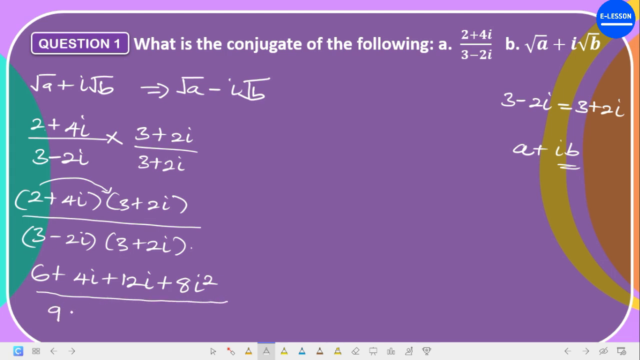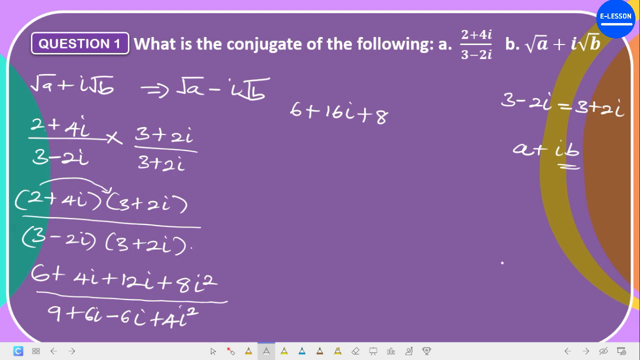3 times 2i will give us 6i. Minus 2i times 3 will give us minus 6i. And then minus 2i times plus 2i will give us minus 4i squared. Now, at the end of the day, what will be our answer? This will give us 6 plus 4i plus 12i, which will give us 16i, plus 8i squared.